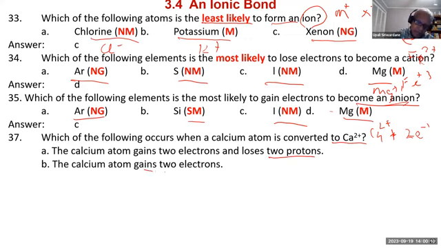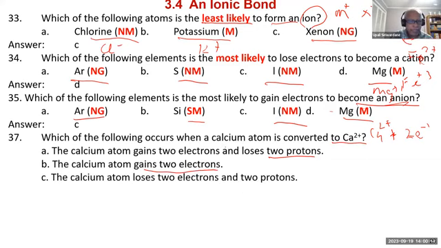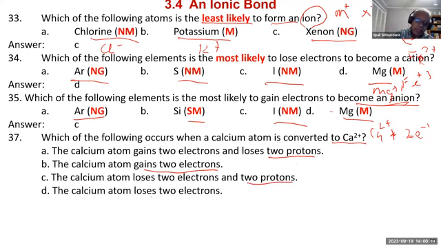Again, this is the correct answer: 2 electrons. Calcium atom loses 2 electrons and 2 protons? They never lose protons. Calcium atom loses 2 electrons. That's the correct answer. Gain is wrong. Calcium is a metal, and a metal never gains. So the answer is D.